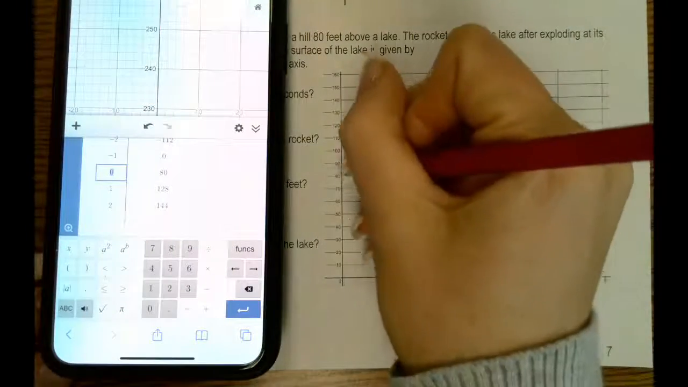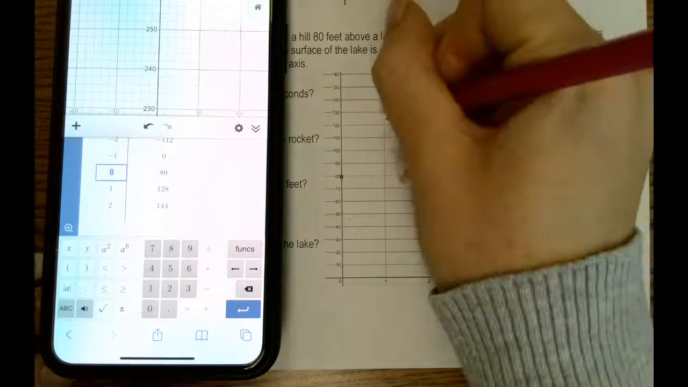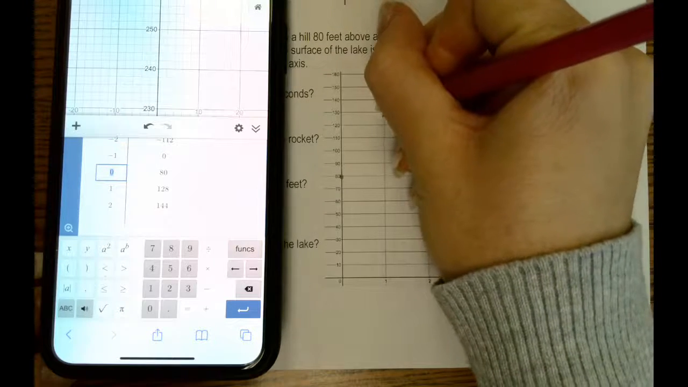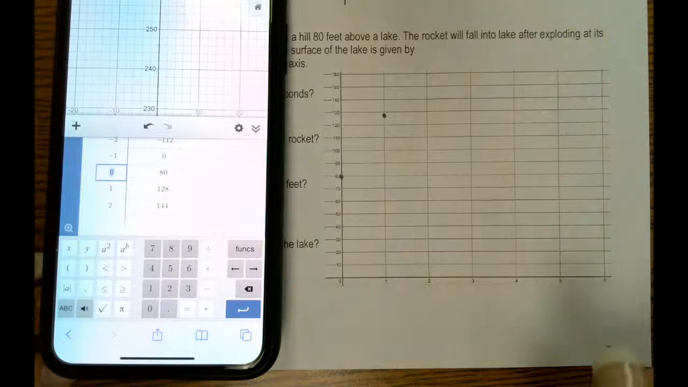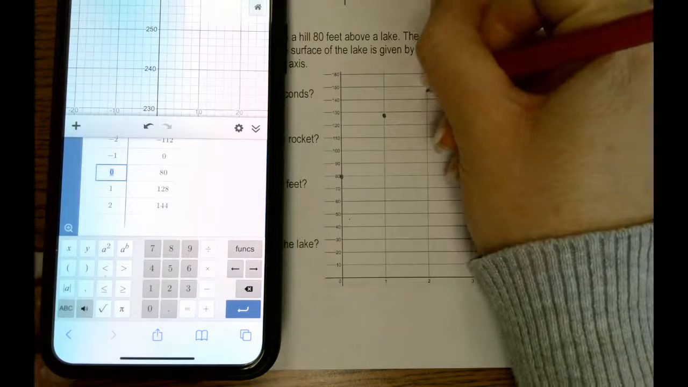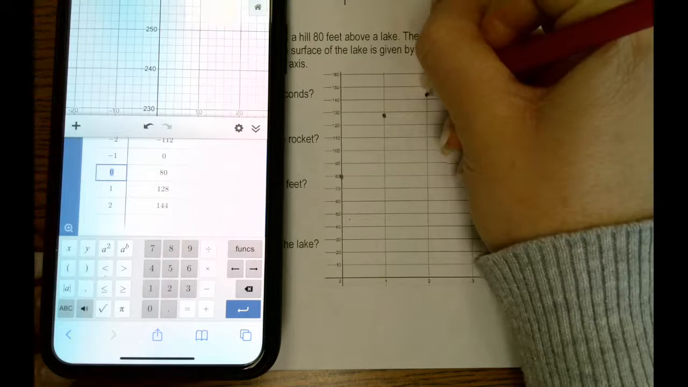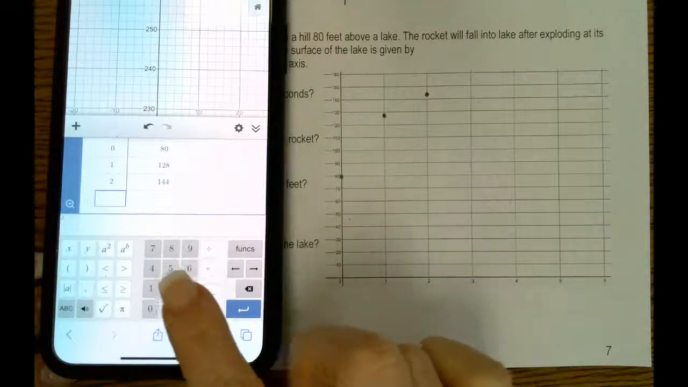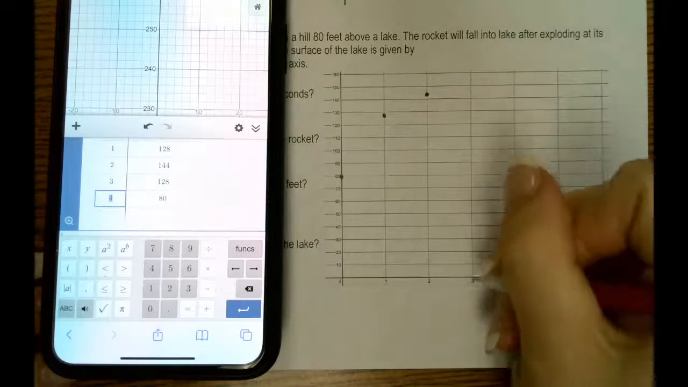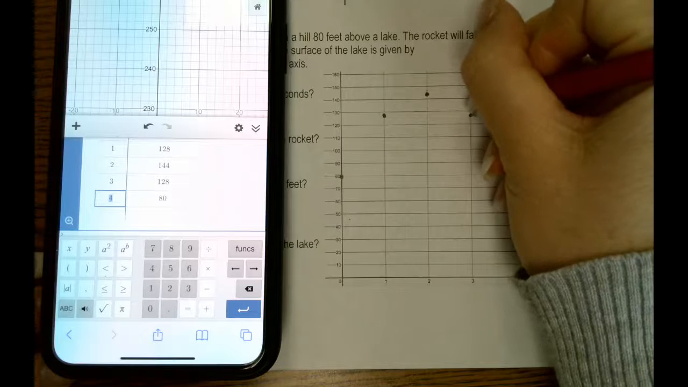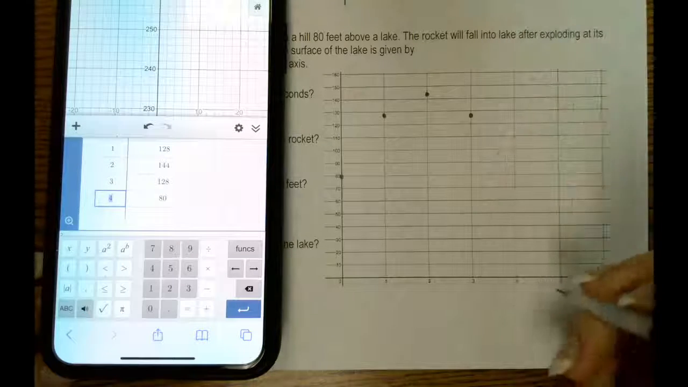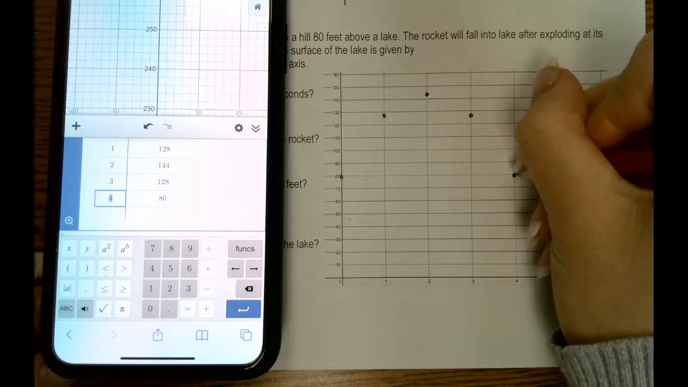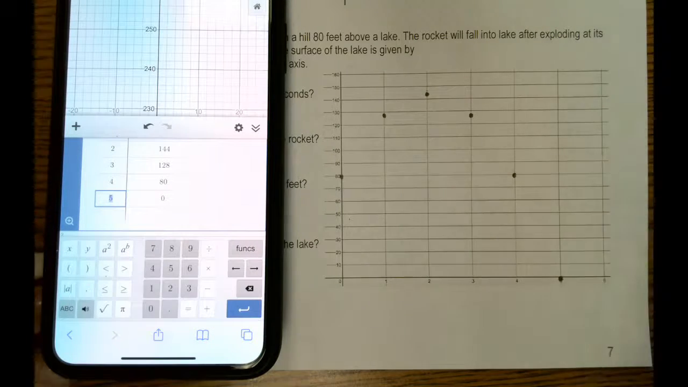So 0 corresponds to 80, 1 to 128, 2 to 144. I'm going to add some more points here. 3 is at 128. 4 is at 80. And 5 is at 0.